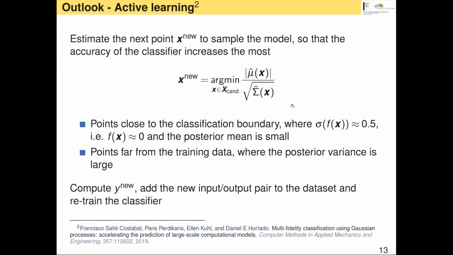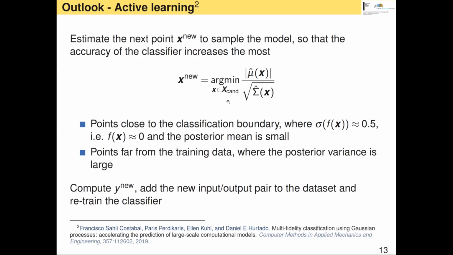I conclude the presentation with an outlook on a possible future improvement. This is active learning, and the idea is to estimate the next point, x new, to sample the model so that the accuracy of the classifier increases the most. So out of a set of candidates, the point x new is the one that minimizes the ratio between the absolute value of the posterior mean and the square root of the posterior variance.